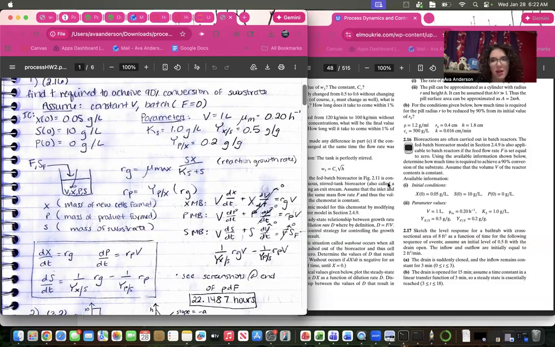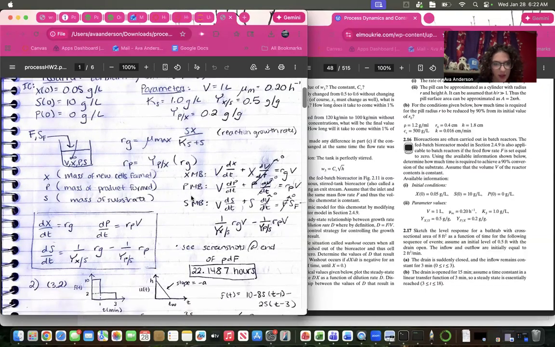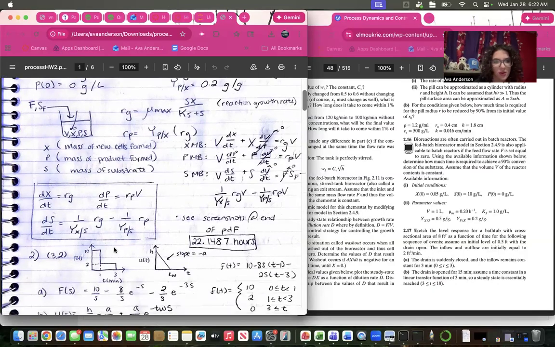It took me a minute to realize that this is referring to another part in the textbook, so I was confused for a while. But X is the mass concentration of the new cells, and then P is the product concentration, and S is the substrate. And then we can solve for mass balances for X, P, and S. And since volume is constant, this derivative all goes to 0, and then here this F goes to 0. And then you can use this system of equations.